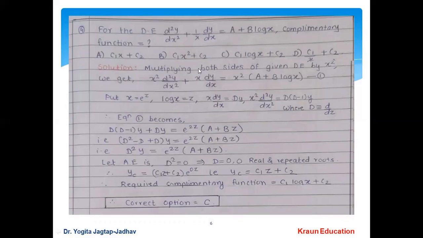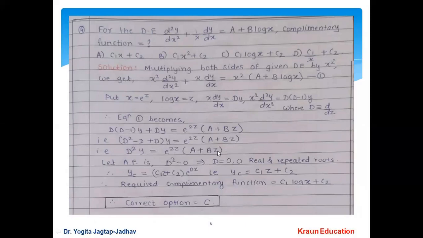Using this in equation number 1, we get the first term equal to D minus 1 operating on y. The second term becomes Dy, and as it is x square, here you know x equal to e raised to z. When I take the square on both sides, we get x square equal to e raised to 2z. Therefore, in the right side, we have e raised to 2z into a plus b times log x. Log x equals how much? It equals z. Therefore, just simplifying this linear differential equation in variables y and z, we have D square operating on y equal to e raised to 2z into a plus bz, right?